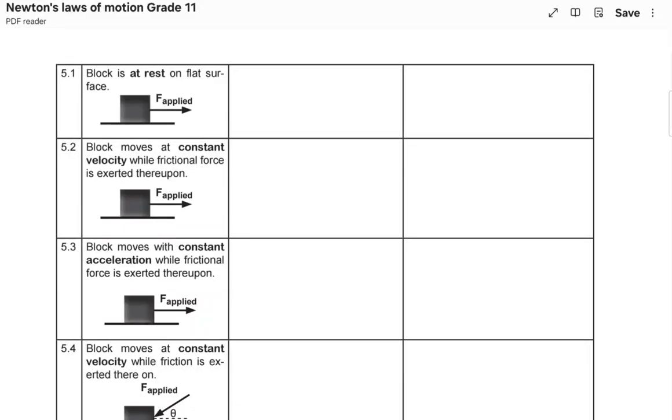Students, now we have an activity of the forces: how to draw the force diagram, as well as the free body diagram. So you must be able to draw the force diagram and also the free body diagram.